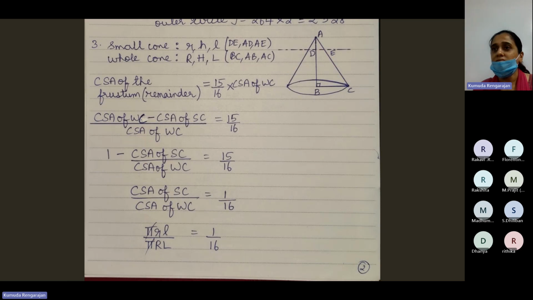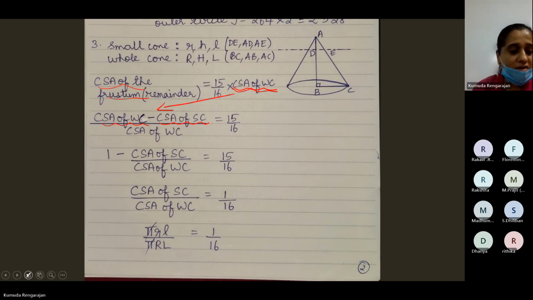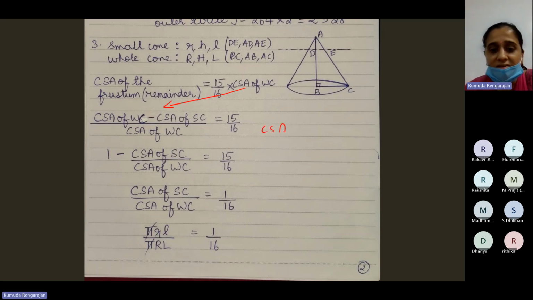Do we understand that? Okay, so this is replaced. CSA of the frustum is replaced with CSA of the whole cone minus the CSA of the small cone. And this one I've brought here for division. The CSA of the whole cone comes down to the other side. I'm just maintaining a ratio. See this one, this one comes to the other side. We have CSA equal to 15 by 16 into CSA here, right? The CSA I've brought here for division.